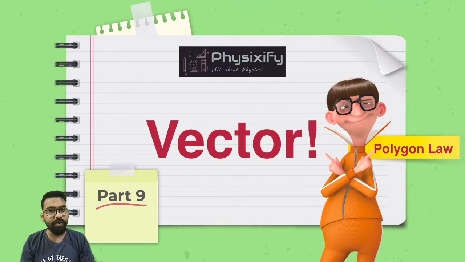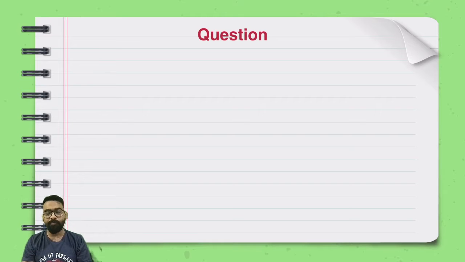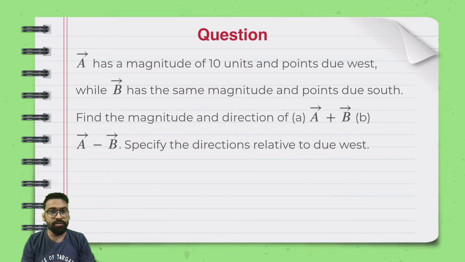Now, the first thing that we are taking up is a question from whatever we have learned before. We have a certain important result to be concluded. I'll talk about that in a little while, but let's talk about the question at first. So we are told that there is a particular vector A that has been given to be having a magnitude of 10 units. The direction is also given to us that this vector with the magnitude has a direction that points due west. Similarly, there is a vector B.